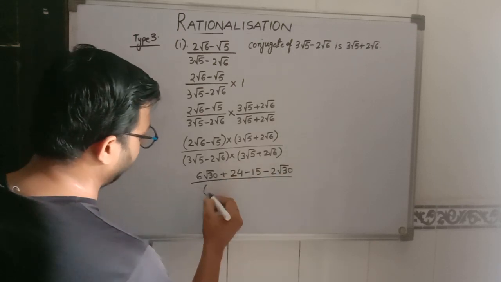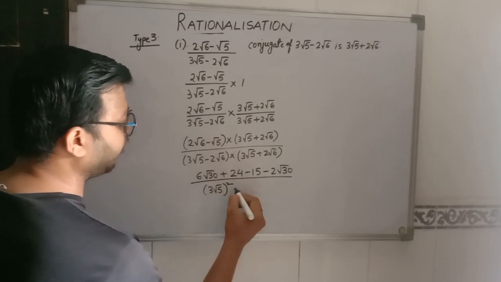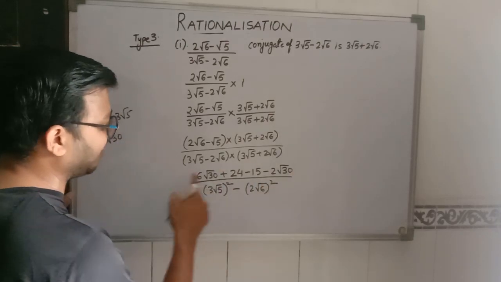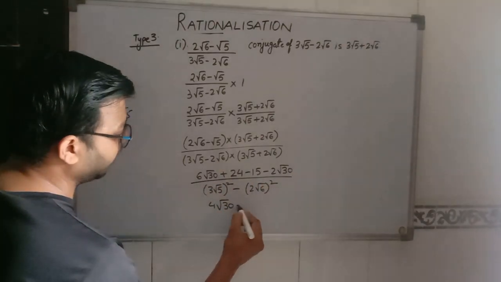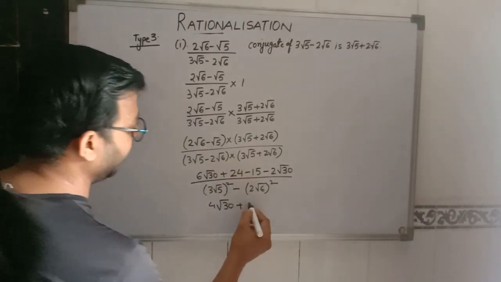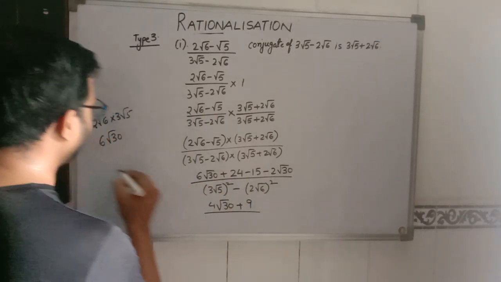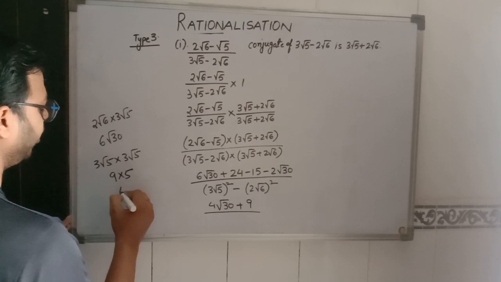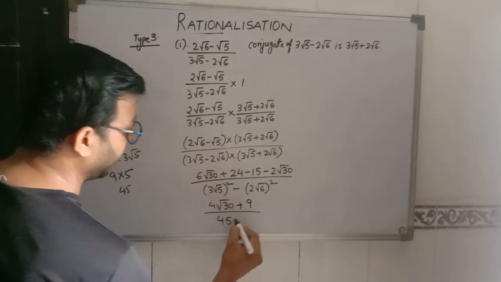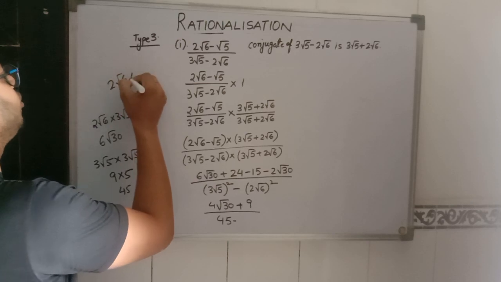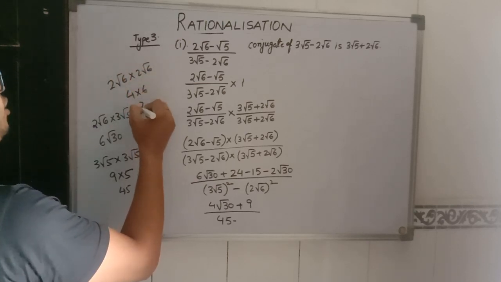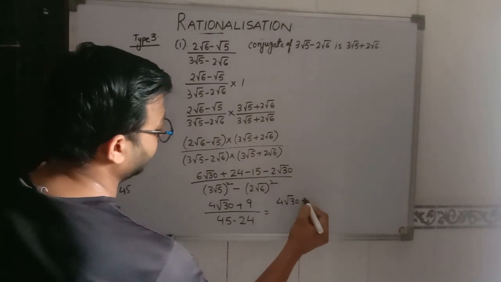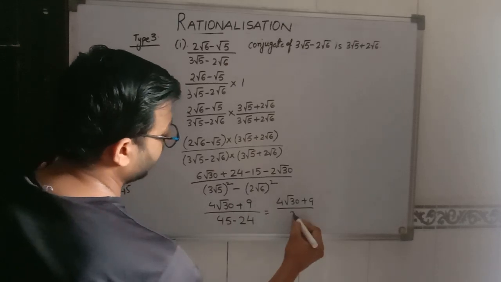And in the denominator, a plus b, a minus b. So a square means 3 root 5 whole square minus b square, so 2 root 6 whole square. Now these are the like terms and these are the like terms. So it will become 4 root 30 plus 24 minus 15, which is 9, upon 3 root 5 square. So 3 root 5 into 3 root 5: 3 times 3 is 9, root 5 times root 5 is 5, so 45. So we can write here 45 minus 2 root 6 square. So 2 root 6 into 2 root 6, 4 into 6, the answer is 24. 45 minus 24 is 21. So it will become 4 root 30 plus 9 upon 21.